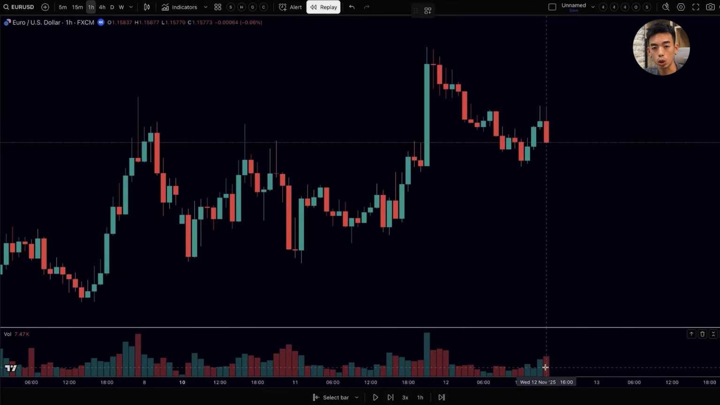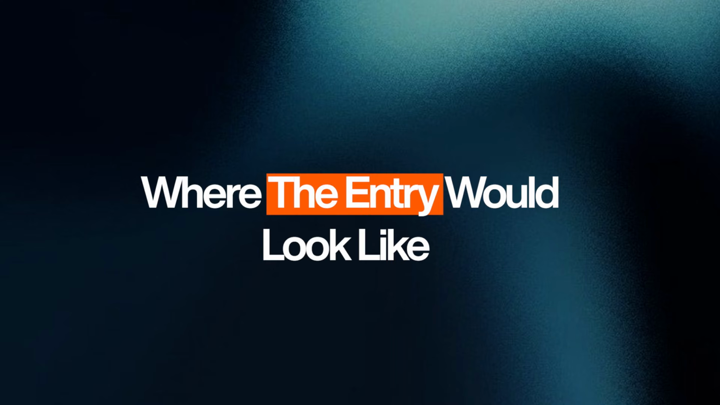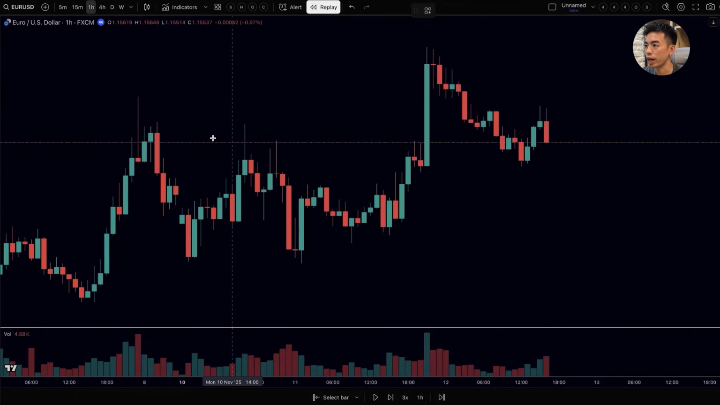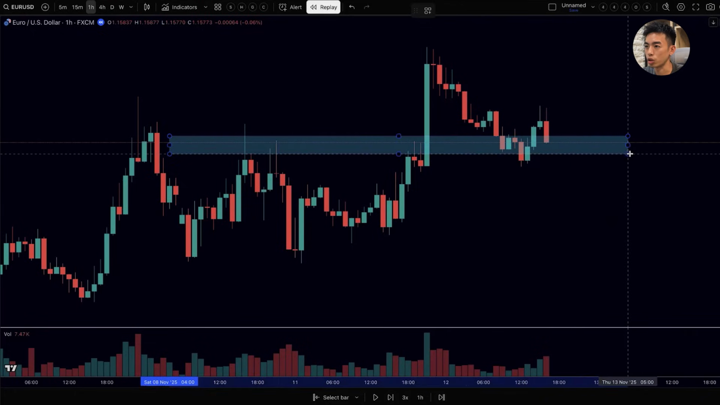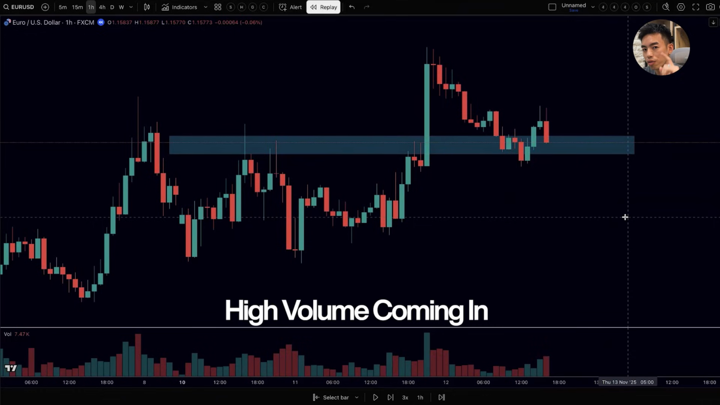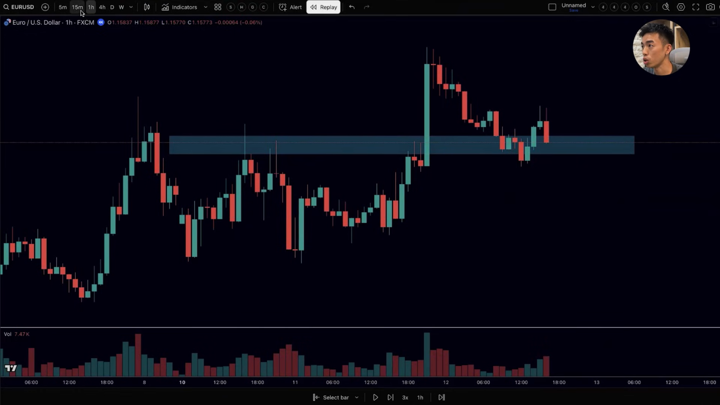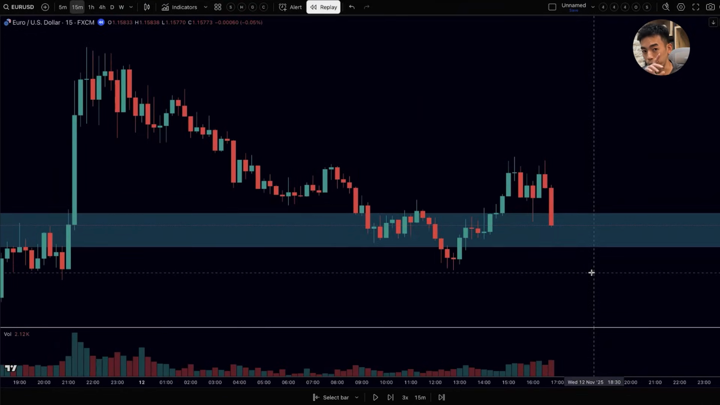I'm going to drop down to the lower time frame and tell you exactly where the entry would look like. Before doing that, let's mark out the level we're looking at, which is this zone right here. And what do we want to see? We want to see high volume coming in. If we drop down to the lower time frame, what's surprising here is there is actually an entry.